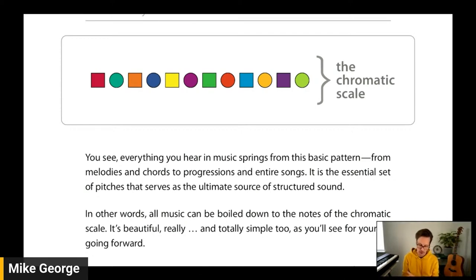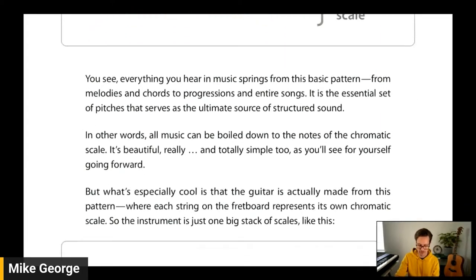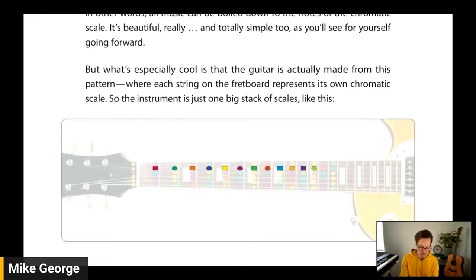In other words, all music can be boiled down to the notes of the chromatic scale. It's beautiful, really, and totally simple too, as you'll see for yourself going forward. But what's especially cool is that the guitar is actually made from this pattern, where each string on the fretboard represents its own chromatic scale. So the instrument is just one big stack of scales like this.